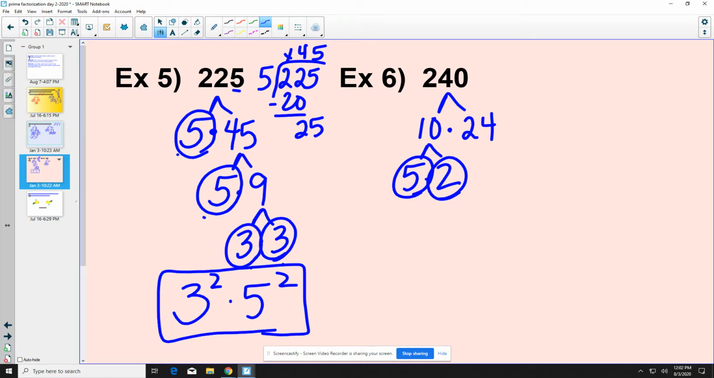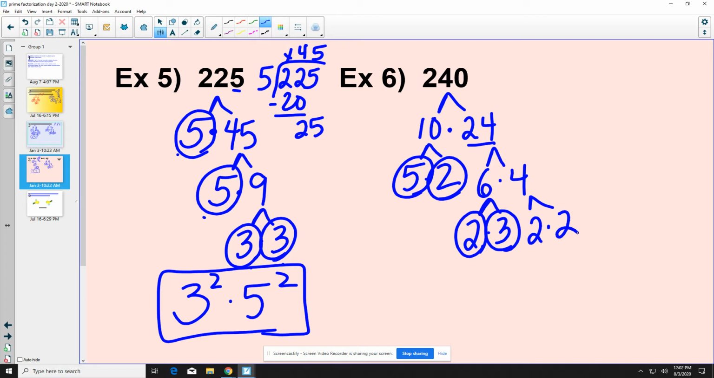Is 24 prime? Let's see. No, I can take 3 times 8, 6 times 4, 2 times 12. Let's see, I'll pick 6 times 4. Is 6 prime? No, because I can break that into 2 times 3. Is 2 prime? Yes. 3? Yes, I'm going to circle it. Is 4? No, because I can make 4 2 times 2. Twos are primes, so I'll circle those.